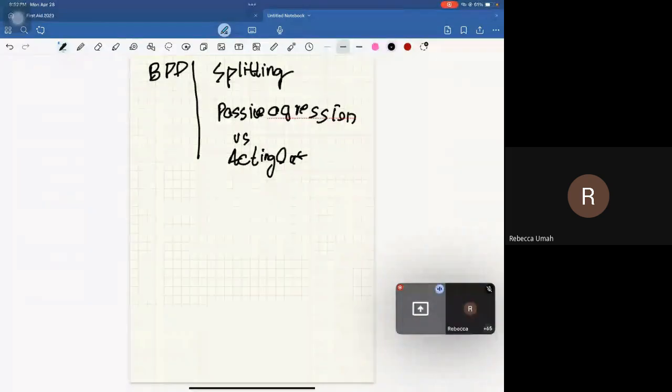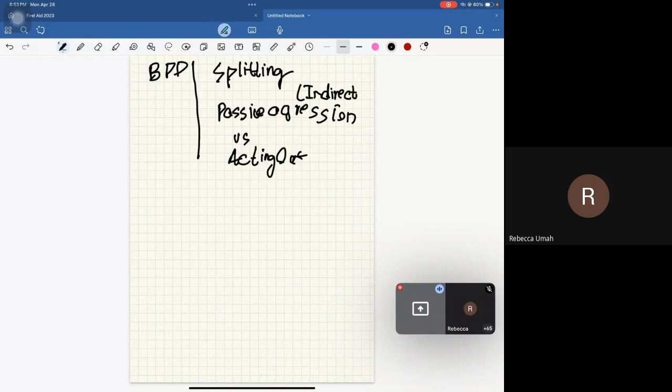In acting out, remember, there are direct actions. But in passive aggression, there are indirect actions. I'm telling you this again and again because in the exam, whenever there is the word passive aggression, there would be the word acting out as well. They will love to test you on this. Acting out is direct. So make this difference between them.